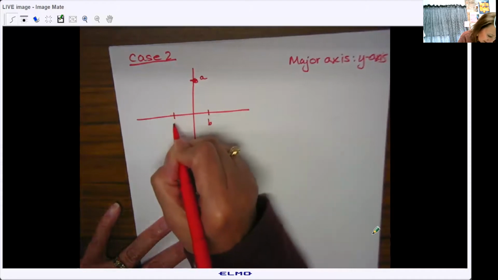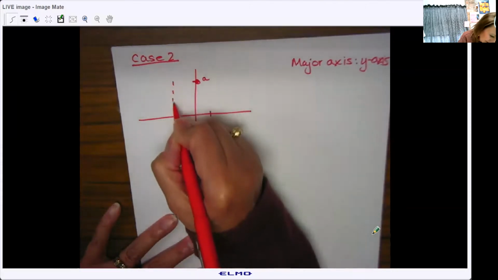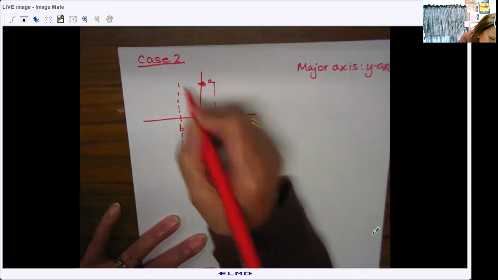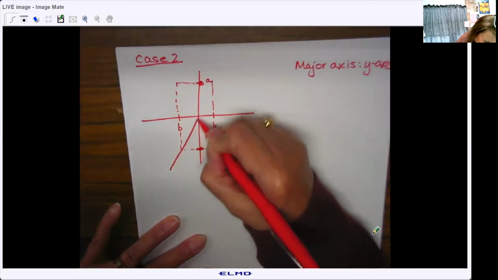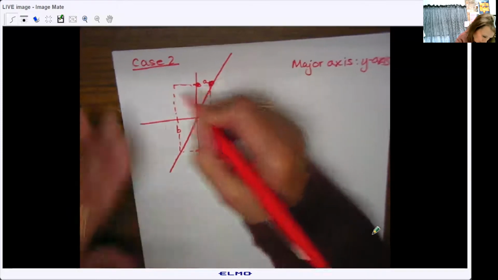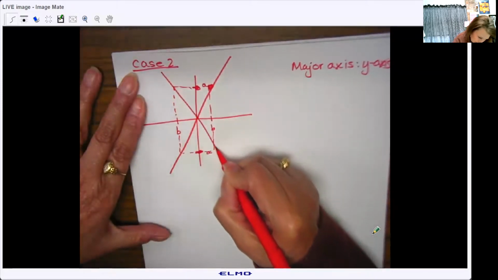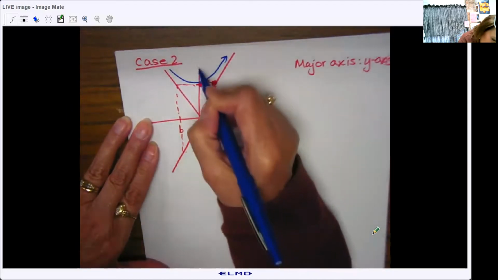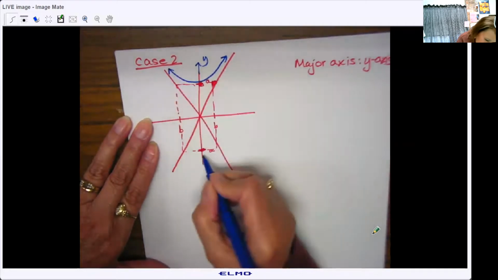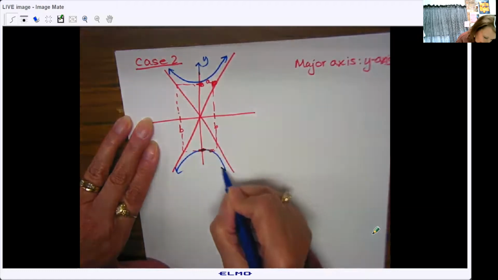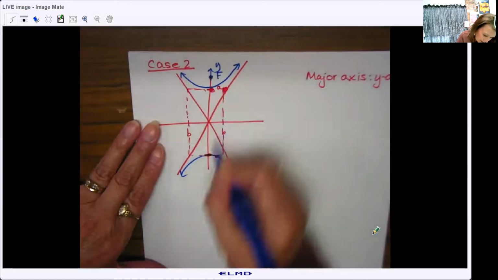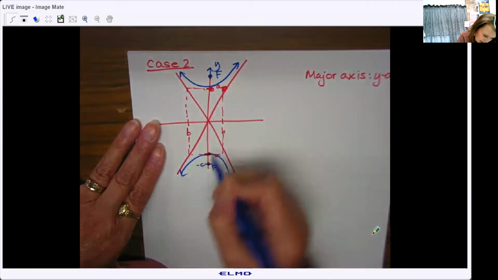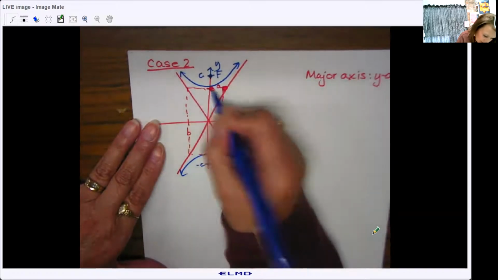Now a and b do not have to have the same relationship that they had in the ellipse. A does not have to be bigger than b. Let's draw that little rectangle so that we can draw our asymptotes in. There's one asymptote that's supposed to go through there, and another asymptote. Okay, and so this time the major axis is the y-axis, and so our branches are going to be going up and down like that. Your focus is going to be somewhere in here. Remember, the focus to there is your c. That's going to be negative c, and this is going to be positive c. This is going to be a, this is going to be b, and so on.